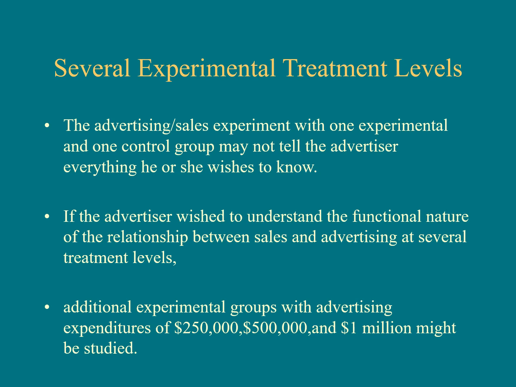Several experimental treatment levels. The advertising sales experiment with one experimental and one control group may not tell the advertiser everything he or she wishes to know. If the advertiser wishes to understand the functional nature of the relation between sales and advertising at several treatment levels, additional experimental groups with advertising expenditures of $250,000, $500,000, and $1 million might be studied.